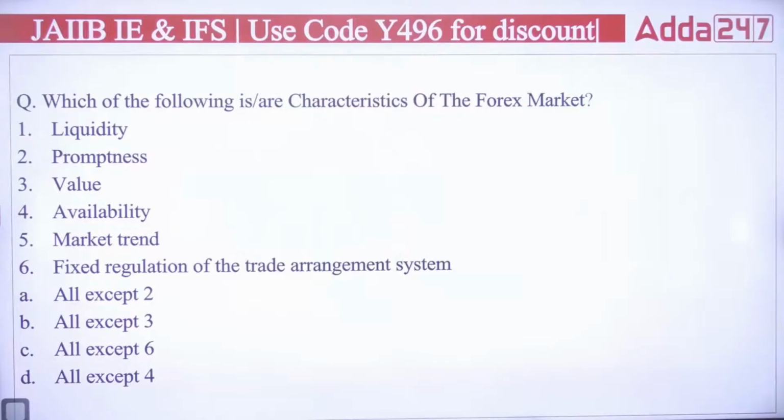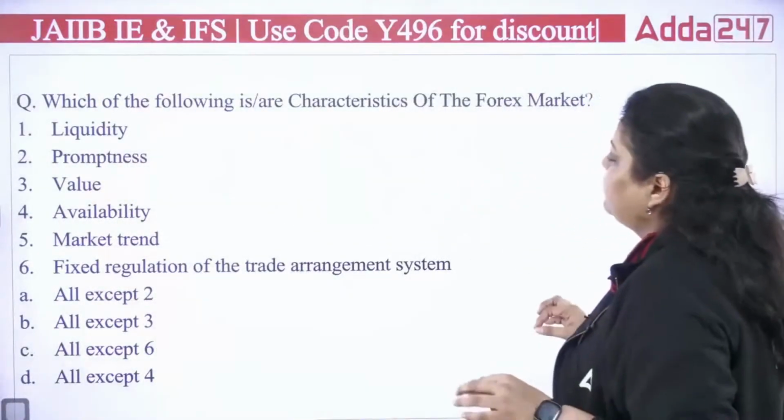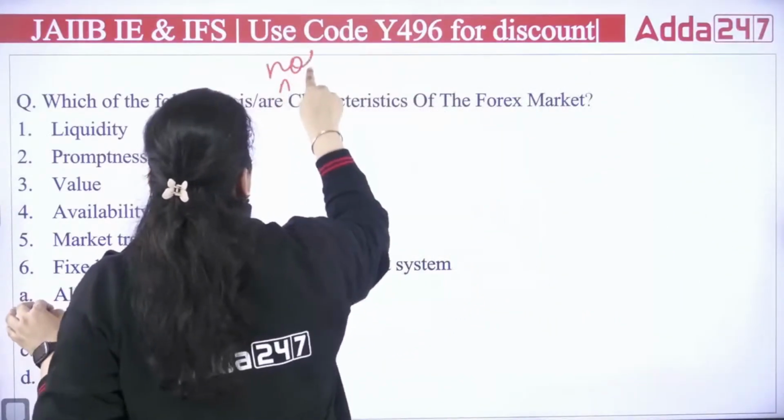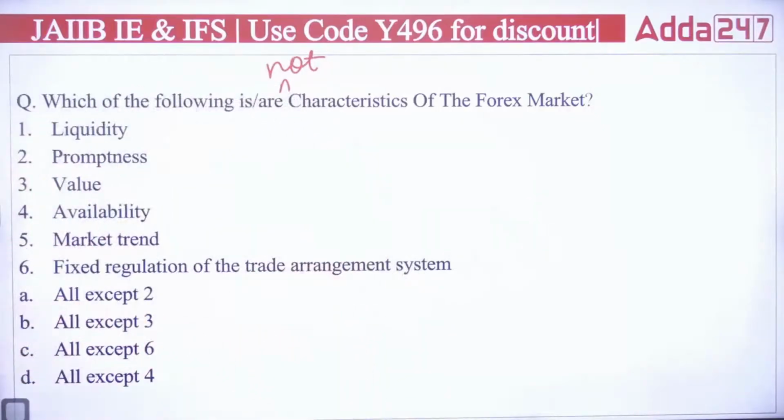So once again, I have done the mistake in the question. Which of the following is are not, it should be. Which of the following is are not characteristics of the forex market? Now answer this question. Not a characteristics. A little mistake I have done here. Let me know the answer.